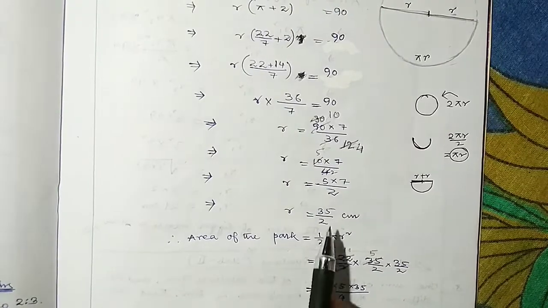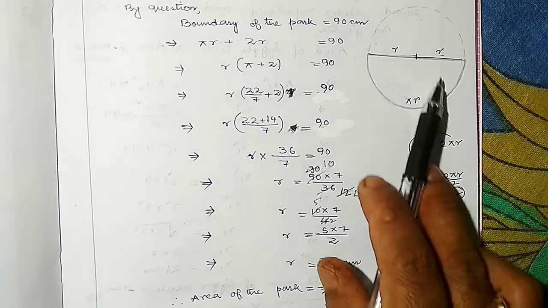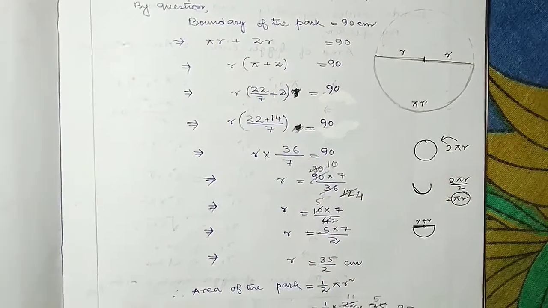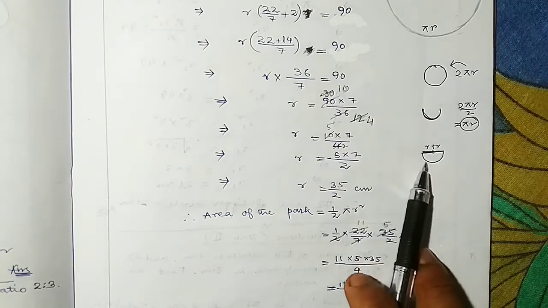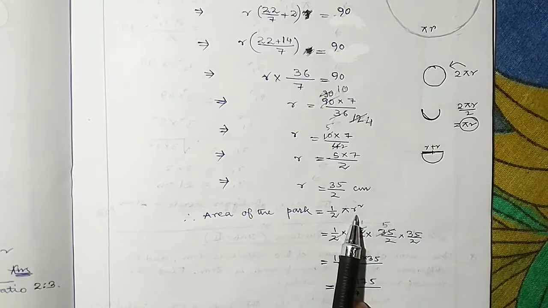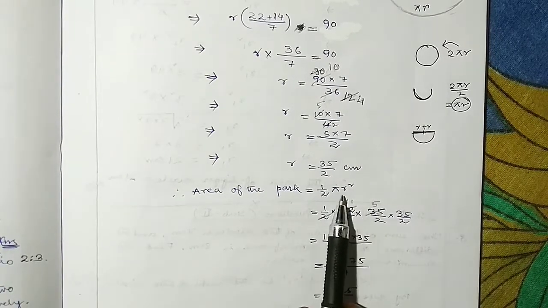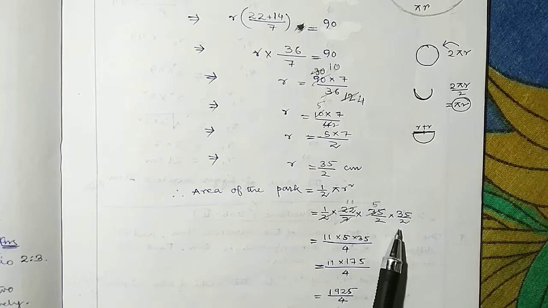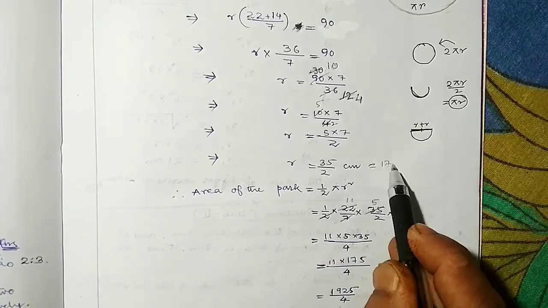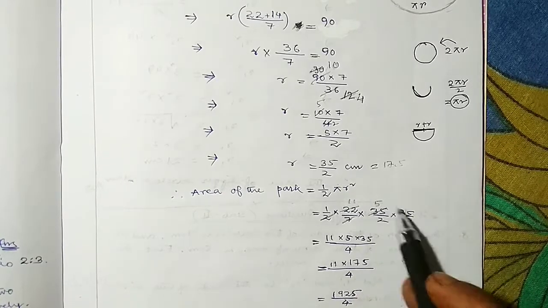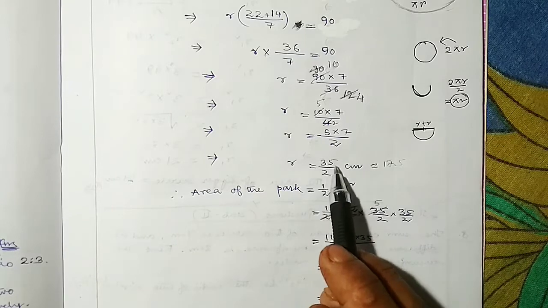Okay, so once we know radius, we can calculate the area of the park. And since this is semicircular, we know area of a circle is pi r square. So area of the park will be half of pi r square. Clear? Because this one is semicircular. For the full circle it is pi r square. So it will be half of pi r square. So half pi is 22 by 7. Radius square is 35 by 2 into 35 by 2. Here we could have written 17.5. But if you bring decimal, then it will be complicated, because 35 can be cancelled by 7. That's why we kept it as 35 by 2.